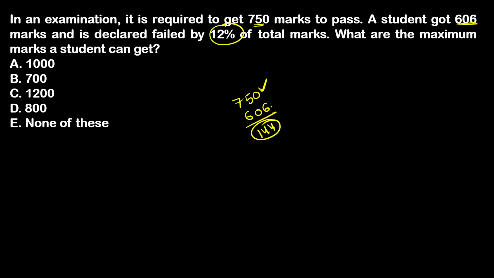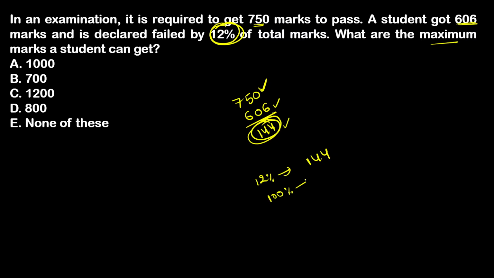Clear? He has got 606. He should get 144 more marks to pass the exam, which means that he failed by 144 marks. So in terms of marks, it's 144 and the person failed the exam by 12 percentage marks. I want you to understand this. 12 percentage is 144. If this is understood, we can find the maximum marks of the exam.